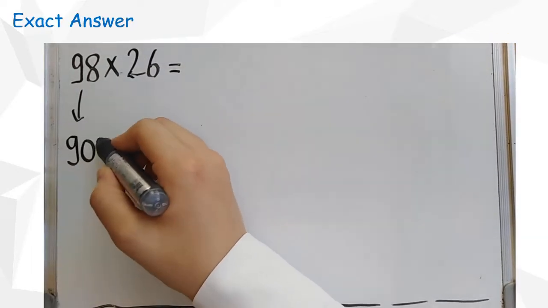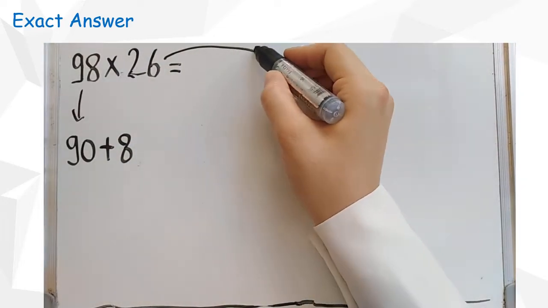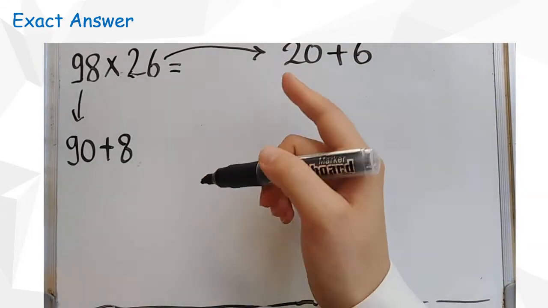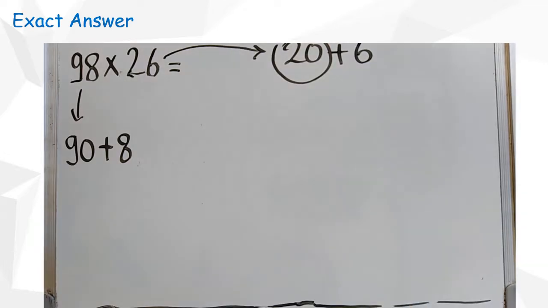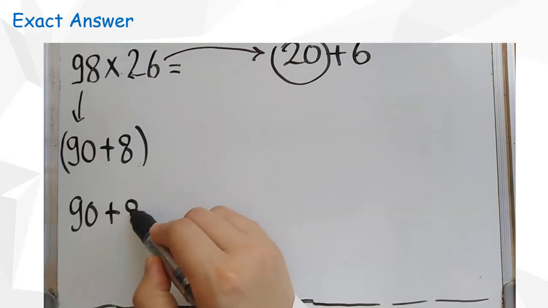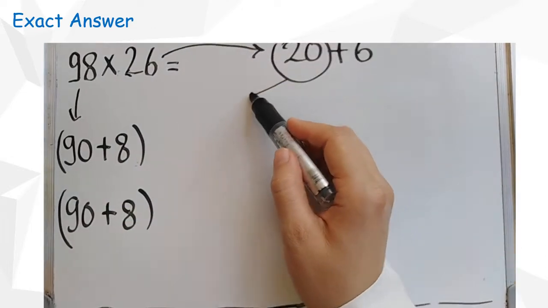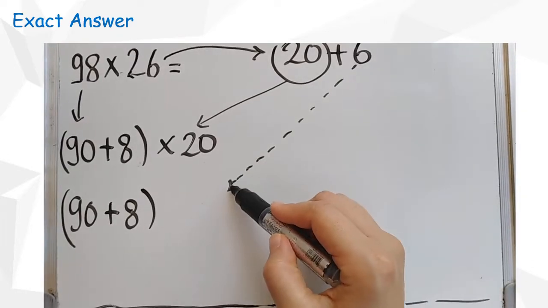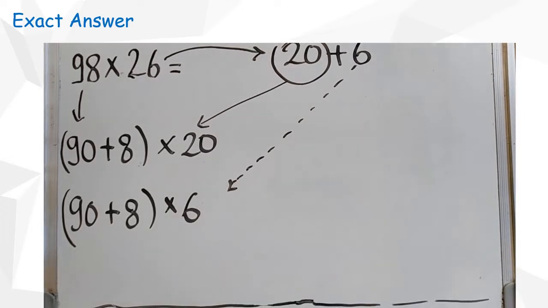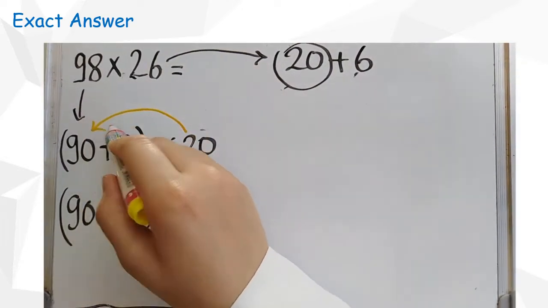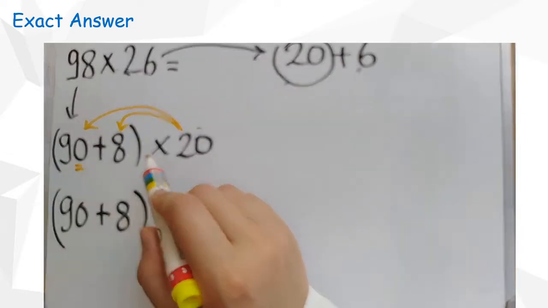Now moving on to the exact answer, I'm going to partition 98 into 90 and 8, and partition 26 into 20 and 6. Then I'm going to multiply 90 plus 8 by 20. So I'll have to repeat it 2 times: 1 time for multiplying by 20, and 1 time for multiplying by 6. First, I'm going to multiply 20 by 90, and then I will multiply 20 by 8.